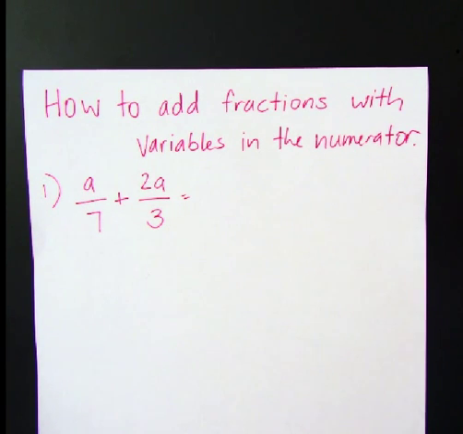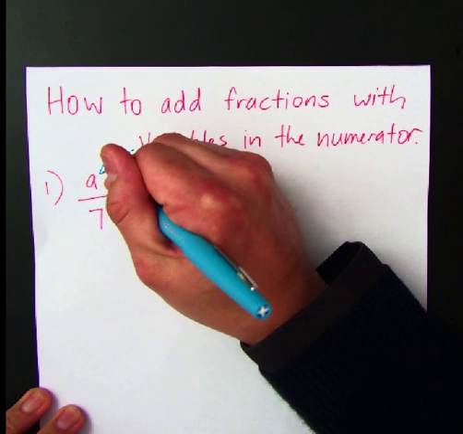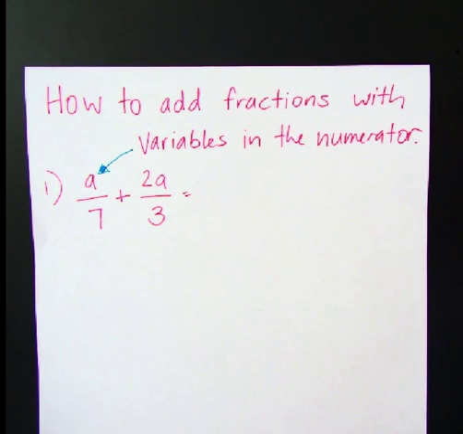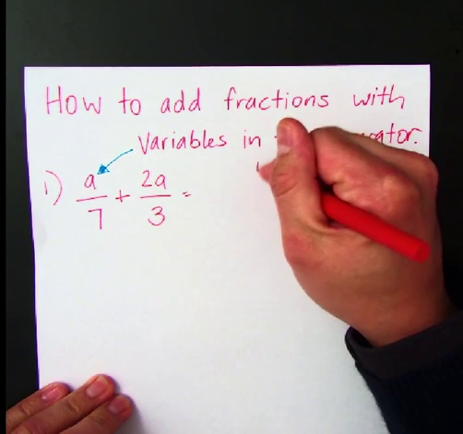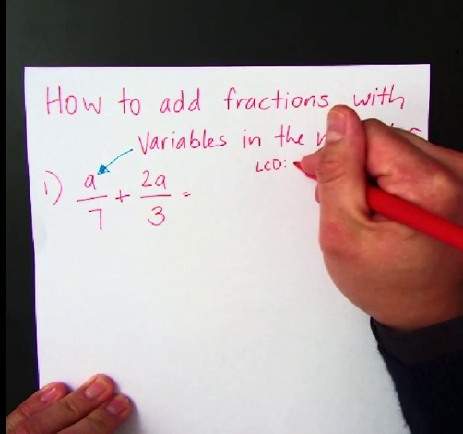All right, so let's go ahead and look at the problem. So in this case, we have a variable. Our variable is obviously a because it is the letter that represents another number. But unfortunately, in this case, we do not know the number. Now, very similar to previous videos, you must have a common denominator before adding, even if you are dealing with variables. Okay? So again, we're going to be looking for the LCD of 7 and 3, which is 21.